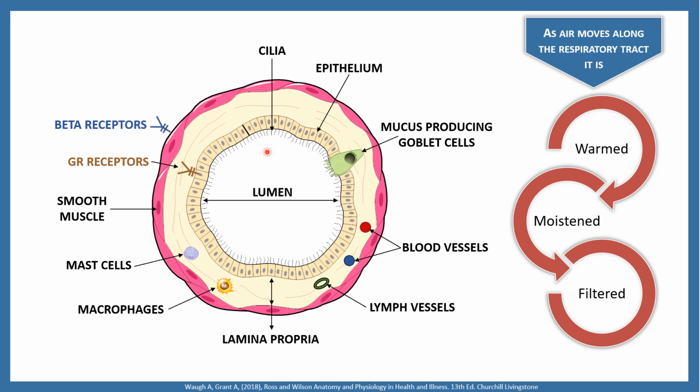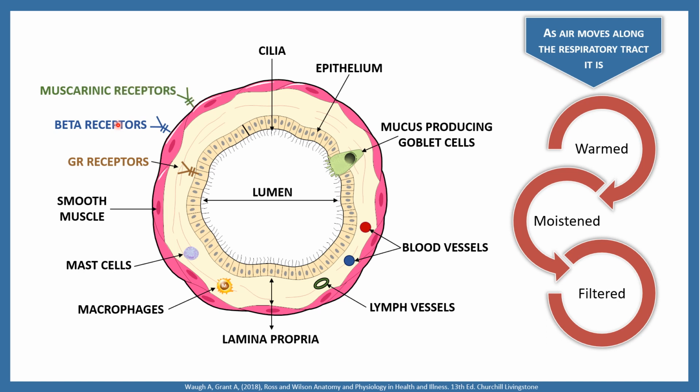On the smooth muscle, we've got what are called beta receptors, and these are receiving messages from the brain telling the airways to tighten up or to relax, depending on what's going on. And these are the receptors where drugs like salbutamol, the short-acting and long-acting bronchodilators, need to stick.